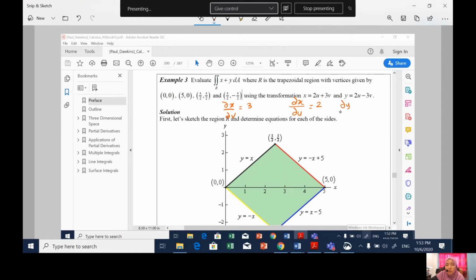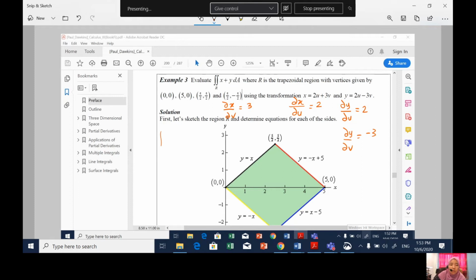Okay, for y we do similarly. So for y we find the partial derivative of y with respect to u. Then we have 2. So the other part will be assumed as a constant. Then differentiate y with respect to v. Then we have negative 3.